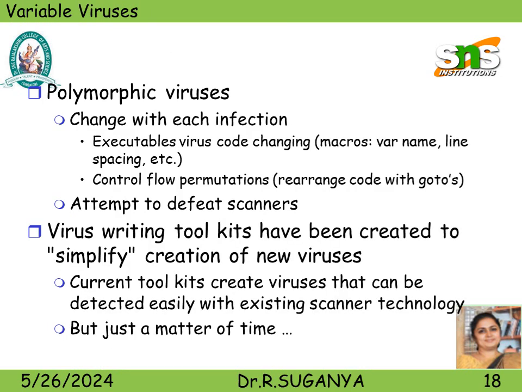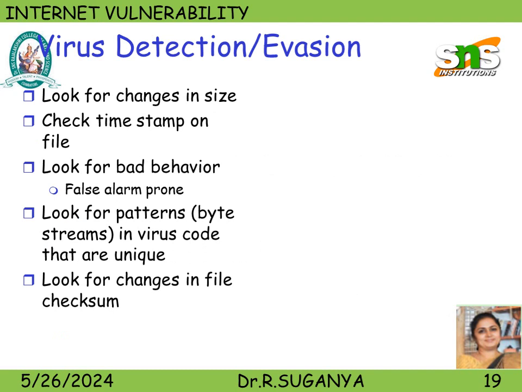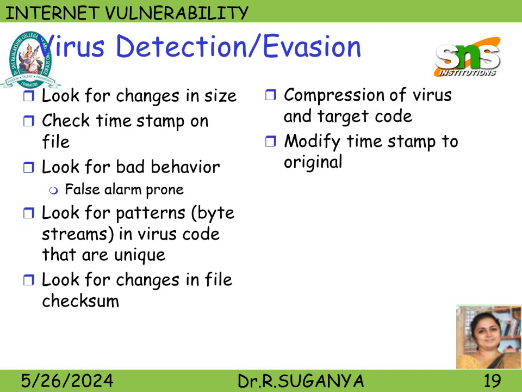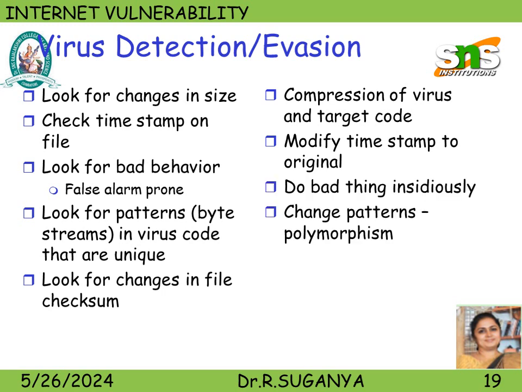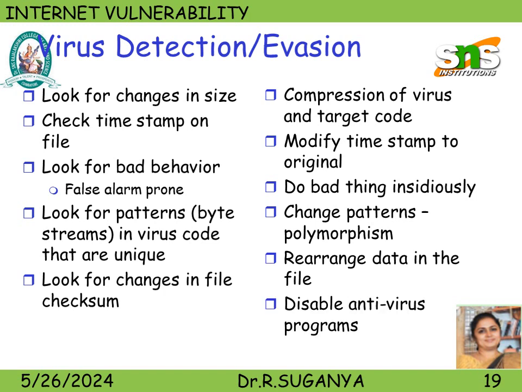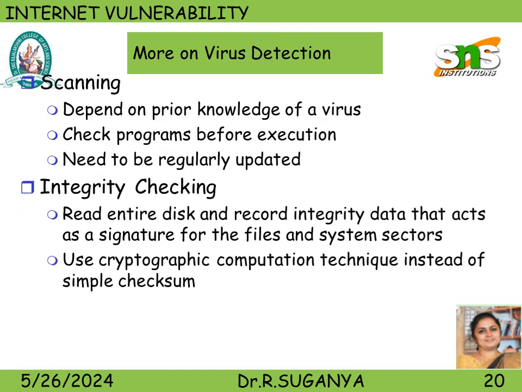It attempts to defeat scanners. Virus detection and evasion: detection looks for changes in size, checks the timestamp on the file, looks for bad behavior, looks for patterns, and looks for changes in checksum. Evasion uses compression of virus and target code, modifies the timestamp to the original, does the bad thing insidiously, changes patterns through polymorphism, rearranges the data in the file, and disables antivirus programs.